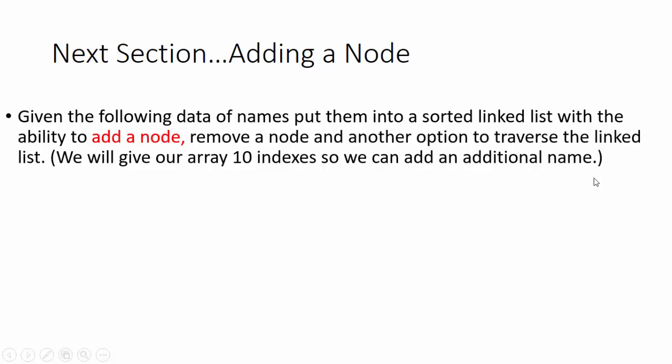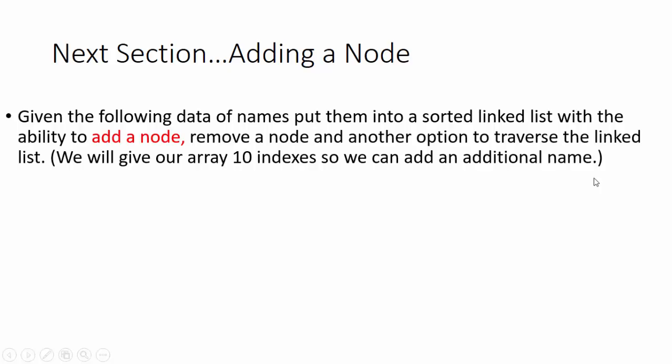So the next section is adding a node. Given the following data of names, put them in the sorted linked list. We have done that with the ability to add a node. So we've traversed a node. Now we need to add a node. And remember, we're going to give our array 10 indexes so we can add an additional name, which is what we're going to be doing here. Let's switch back over to Visual Studio.